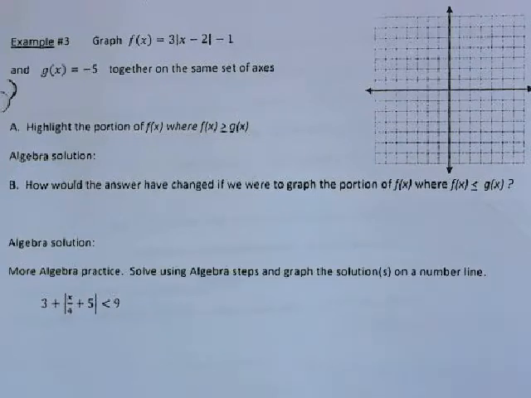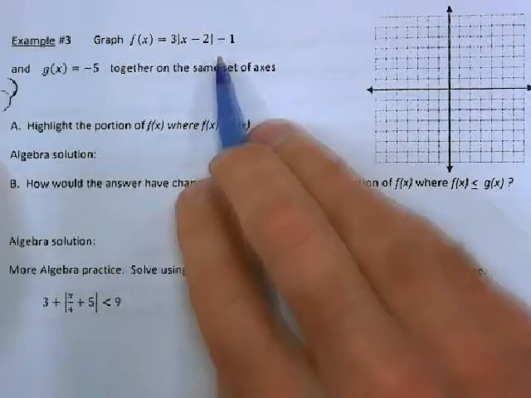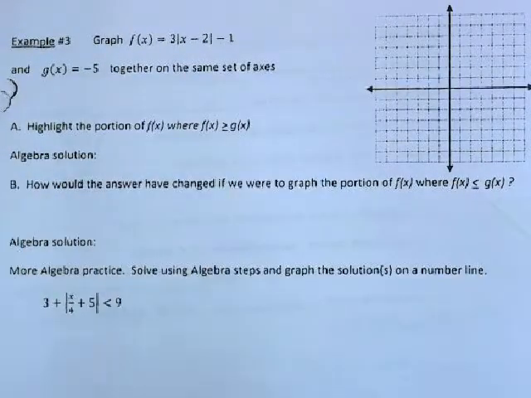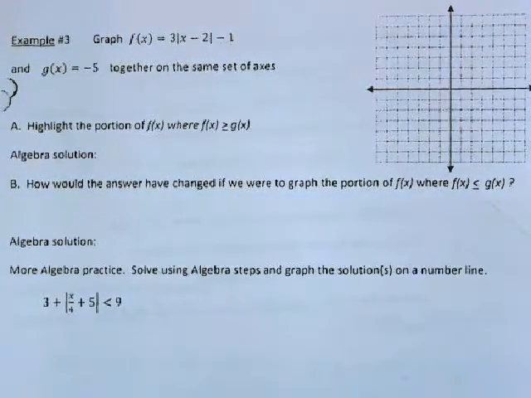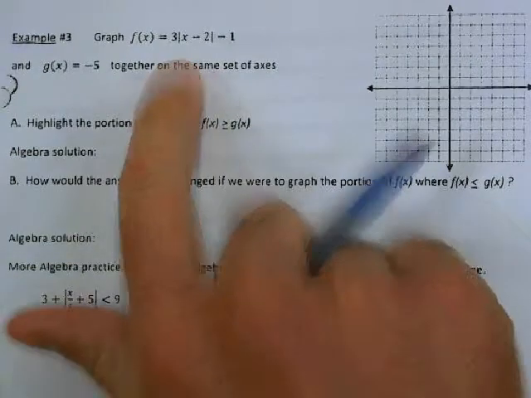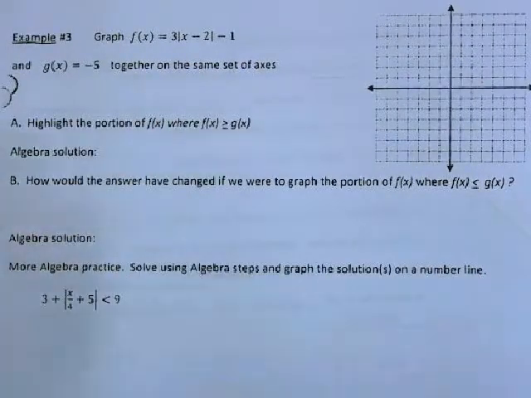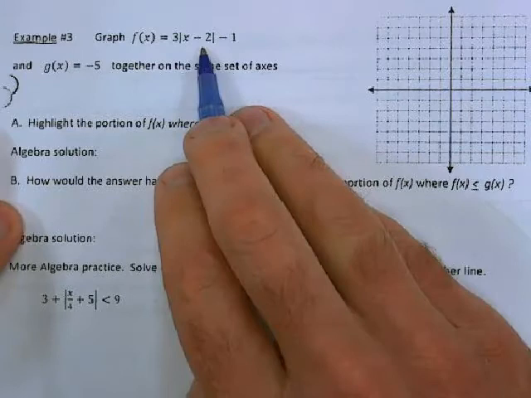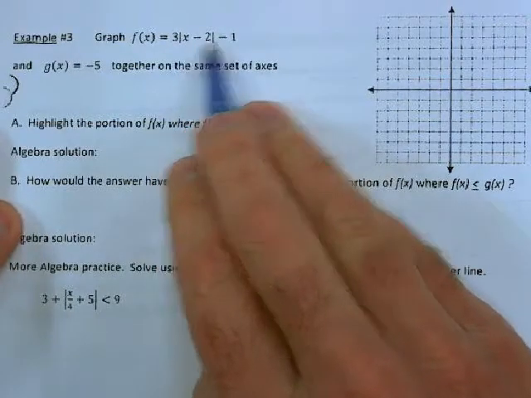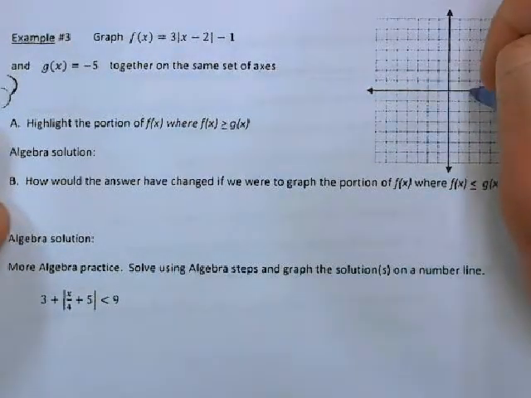All right, page 2 of the 2.3 notes. Example 3, we want to graph this function and then graph this function on the same axis and then see where they intersect. So if we're going to graph our first function, 3 times the absolute value of x minus 2, minus 1. So let's see, our vertex is shifted right 2 and down 1. So we're going to go over 2, down 1.